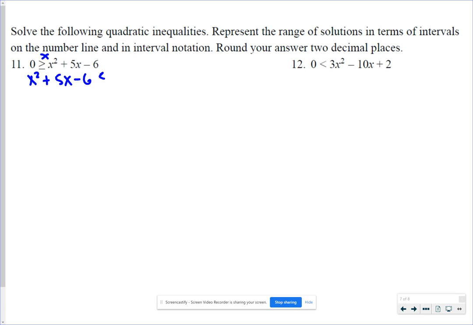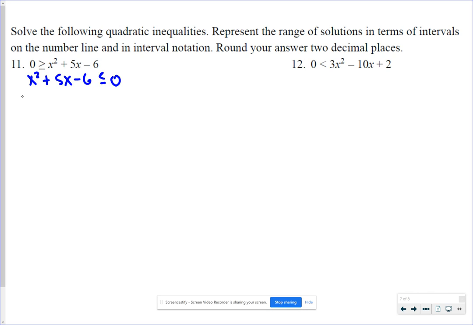Isn't that what it says right here? X squared plus 5x minus 6 is less than or equal to 0. Right? Or the 0 is greater than or equal to if you read it backwards. Okay, so what I'm going to do is look at that x squared plus 5x minus 6 and see if I can get it to factor. Now that I have the side switched, I'm a little happier.